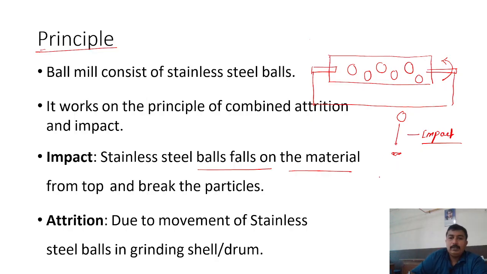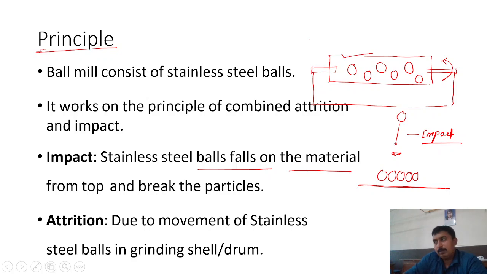Second thing takes place, the stainless steel balls. Suppose these are stainless steel balls and this is the inner wall of the drum. So, the inner wall of the drum and the stainless steel balls. Due to the rotation of the drum along its longitudinal axis, what will happen? The balls also roll on the wall of the drum. So continuous rolling of the balls also takes place.